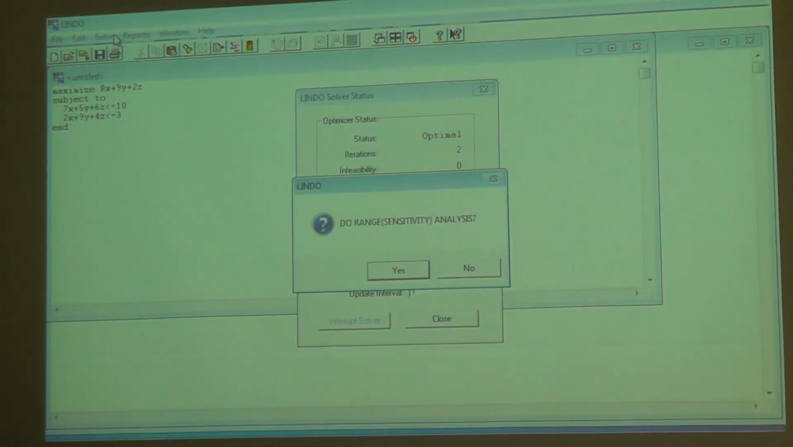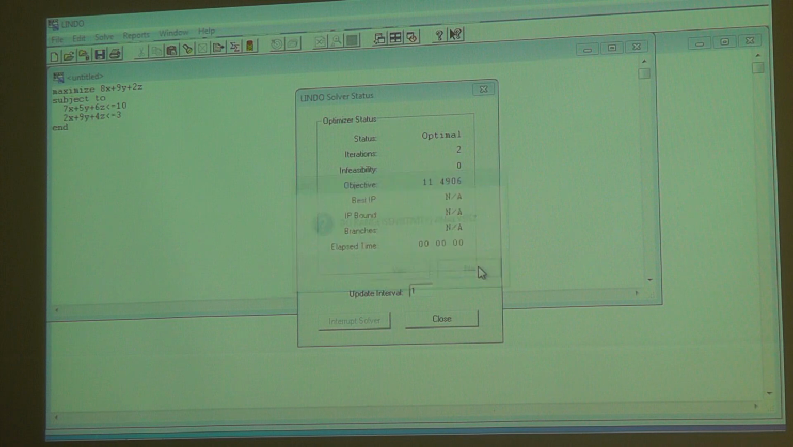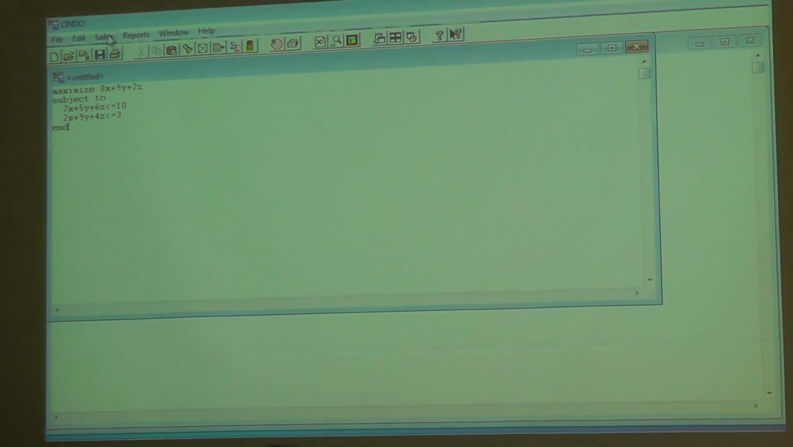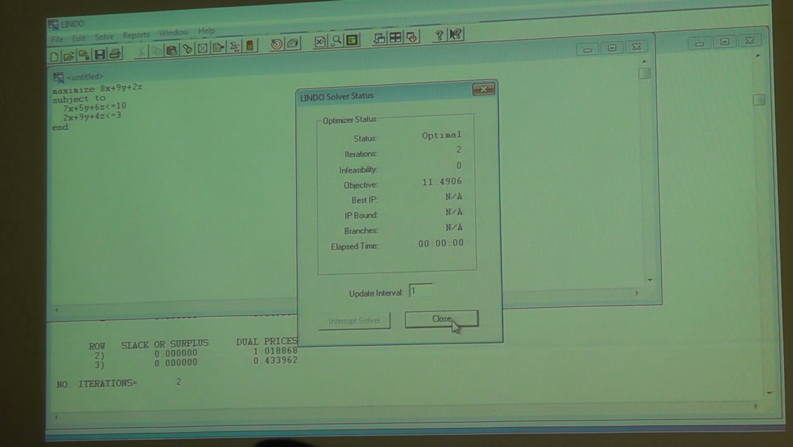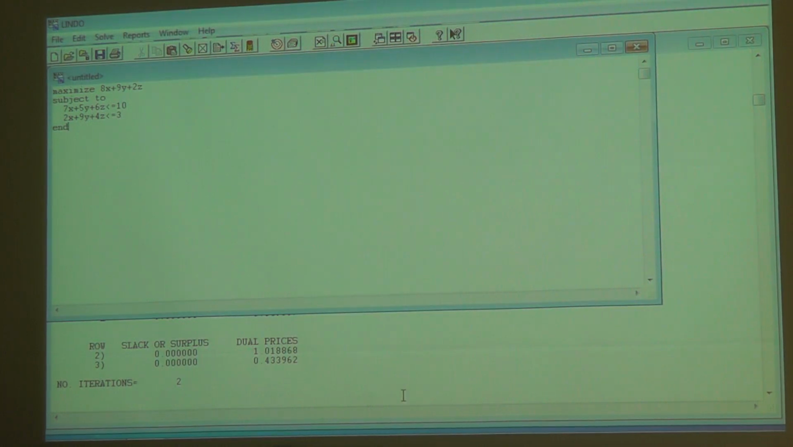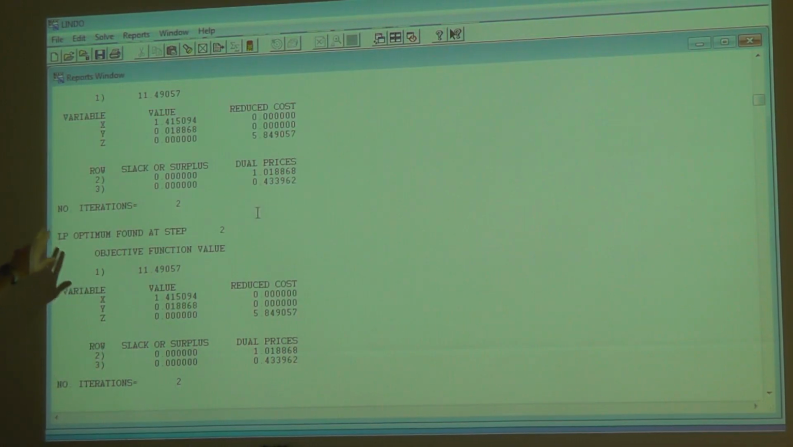So first of all, let me solve it. You click on solve, then solve. It solves. It tells you that it did 2 iterations. It asks you whether you want to do sensitivity analysis. Now we'll answer no. It's some extra option. We'll close this dialog, and it outputs something.